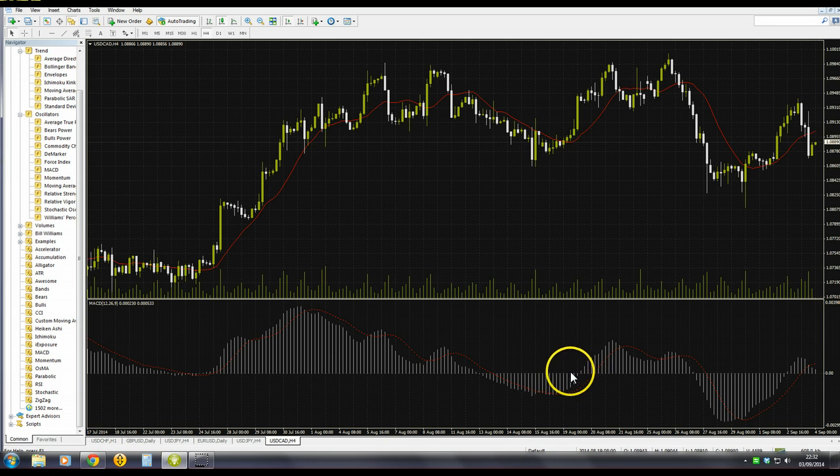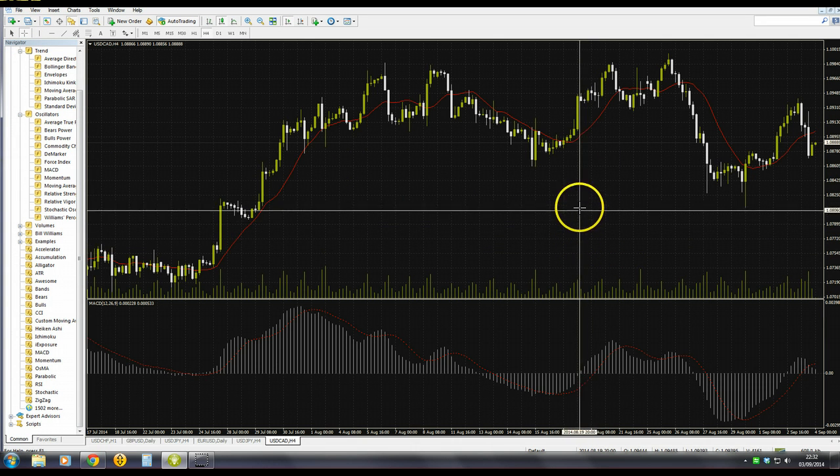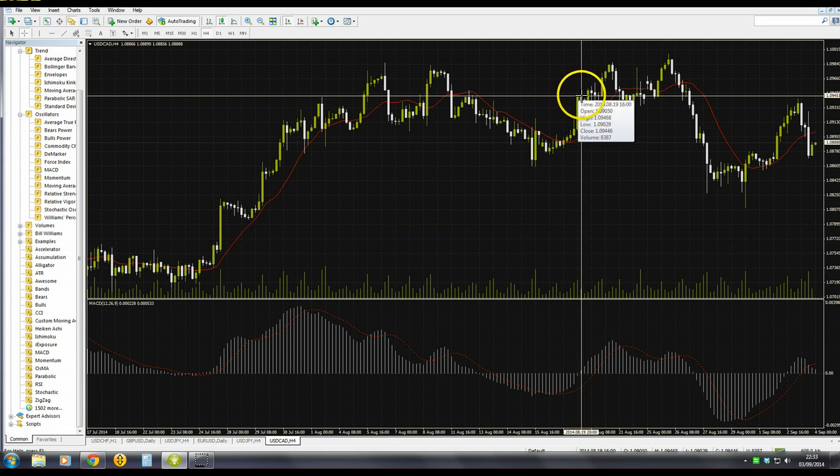You've got the 0 line there. You can basically buy signals on when this opens up above the 0 line. You place a buy order. So let's just see what kind of levels that was at. So this candle, yeah, it was quite high up at this point.